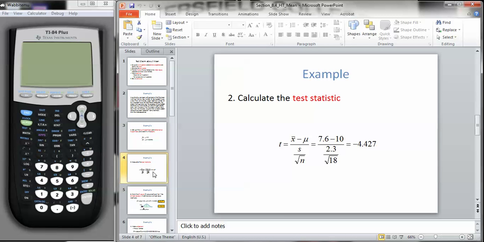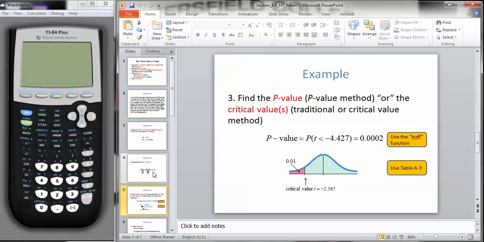Then for the test statistic, now we're using a t distribution. Again, because first of all, we don't know what the population standard deviation is, and we're given a sample standard deviation. And second, our underlying distribution of the population is said to have a normal distribution. Because of these, we use the t distribution. So do not use the normal distribution for this problem. So we have x bar minus mu over s over square root of n. Just plug in those numbers and you will get your test statistic as t equals negative 4.427.